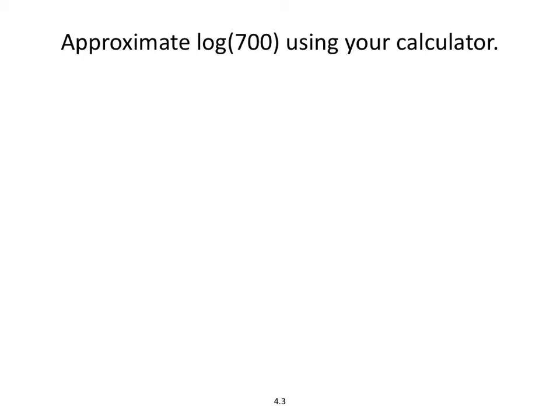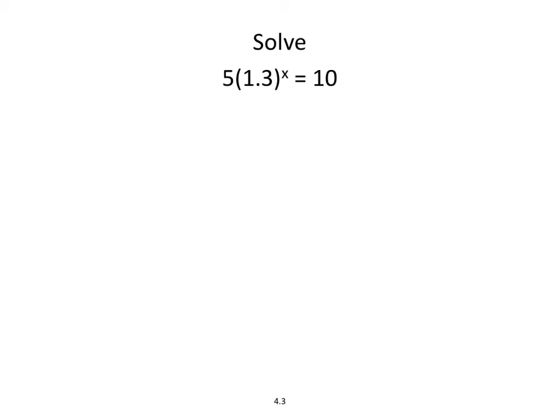I don't have a calculator to snap a picture of, but you probably have a log button on it, and you would type log 700 equals, and you'll get some decimal answer. And that's all you really need to worry about there. If they ask you to find the natural log, you have your ln button. Now we've got this equation that we have to solve.